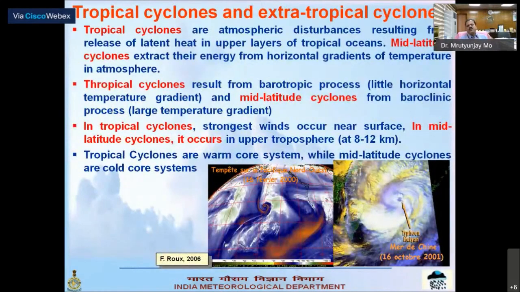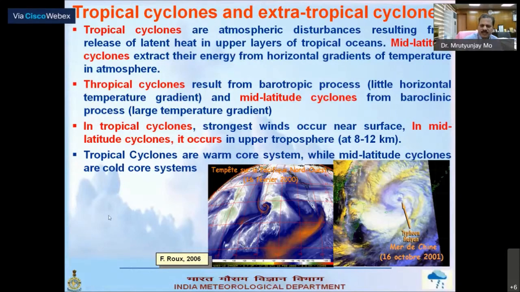Now, I just want to explain to you that tropical cyclones are different from extratropical cyclones. Tropical cyclones occur in the tropical region, but extratropical cyclones occur in mid-latitudes. As I told you, the USA, UK, and sometimes the northern part are affected by extratropical cyclones. In this picture, you can find the left-hand side is an extratropical cyclone, and the right-hand side is a tropical cyclone.